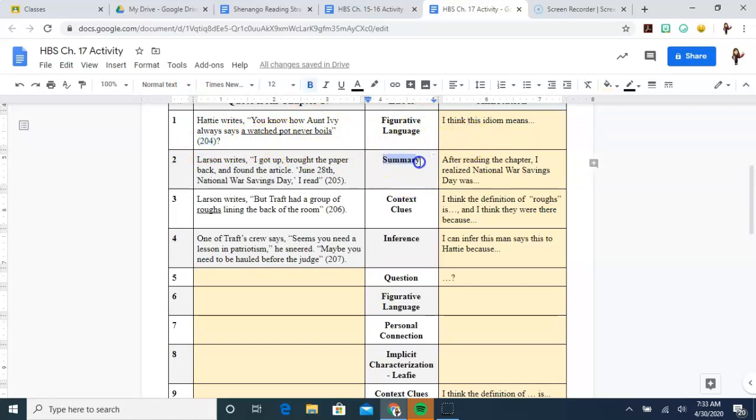Summary. This is when you are summarizing the text. There's really just one thing I want you to focus on summarizing. I want you to summarize what National War Savings Day was. So what did they do on that day? What happened on that day? So you want to summarize it here. It should be more than one word. There should be a couple ideas that you're summarizing as to how they celebrated or what they did on National War Savings Day.